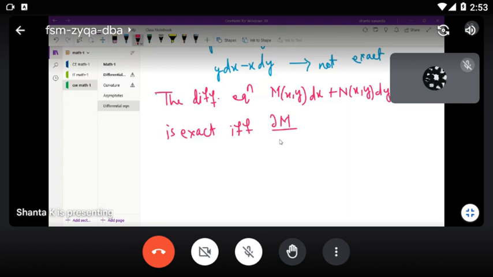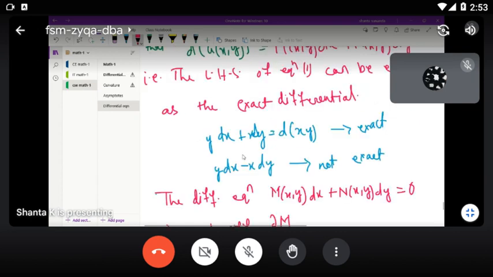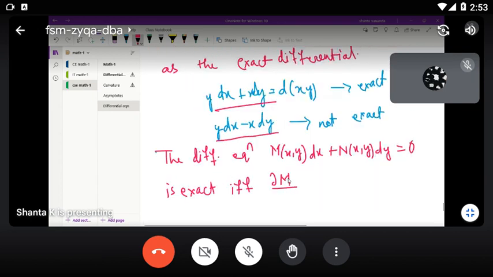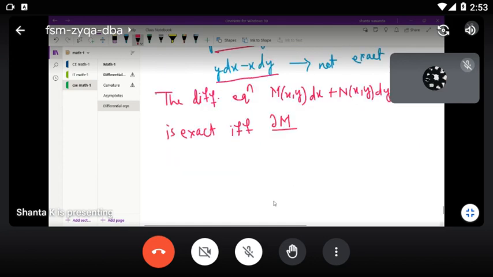Where is f of x here? I don't see f of x,y here. The example you are talking about, f of x,y, that will be the solution. Yes, ma'am. But this is your differential equation. Whether it's exact or not, you have to find.